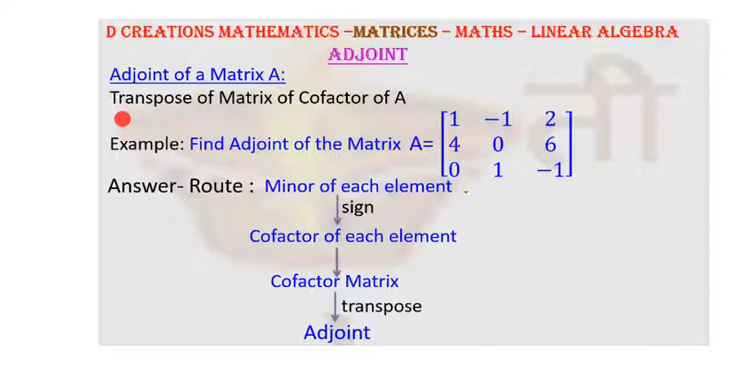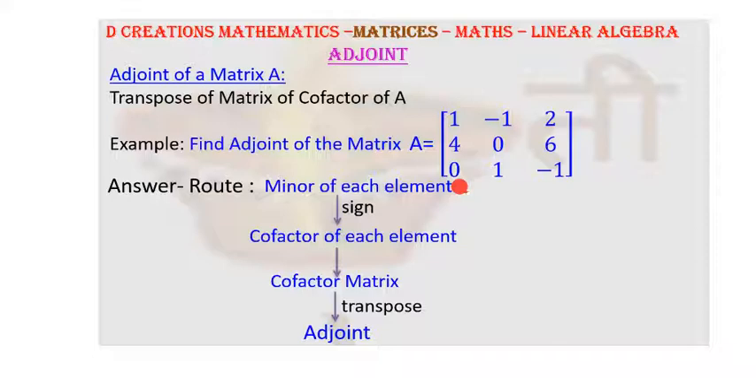Now, in simple terms, adjoint is the transpose of the matrix of cofactors of A. So when I say adjoint A, basically I'm looking at the adjoint of matrix A. Let us try to understand it through an example. Let us assume that there's this matrix A. It's a 3 by 3 matrix. So you have 9 elements: 1, minus 1, 2, 4, 0, 6 and 0, 1, minus 1. And now you want to find the adjoint of this matrix. So how will you go about it?